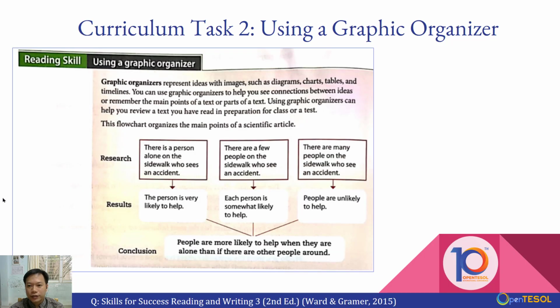Now, curriculum task 2, using a graphic organizer. Again, the task is taken from Keystone Skills for Success Reading and Writing 3. In this task, the students would be asked to create a graphic organizer to illustrate their understanding of the key information and to showcase their visual literacy. The reading is about the bystander effect, result and conclusion. The conclusion here: people are more likely to help when they are alone than if there are other people around. This is a very interesting reading topic and text.